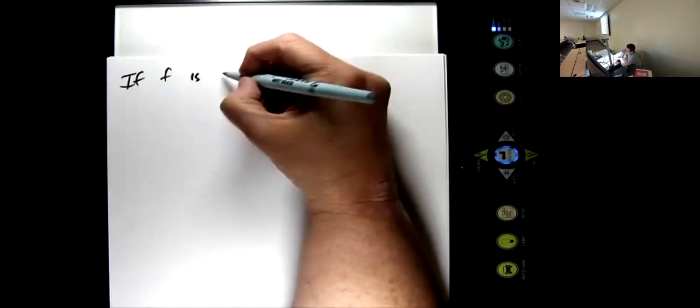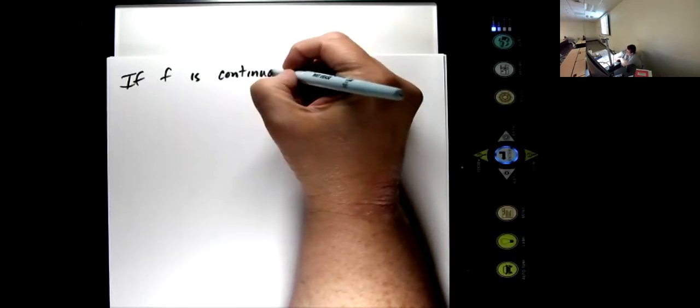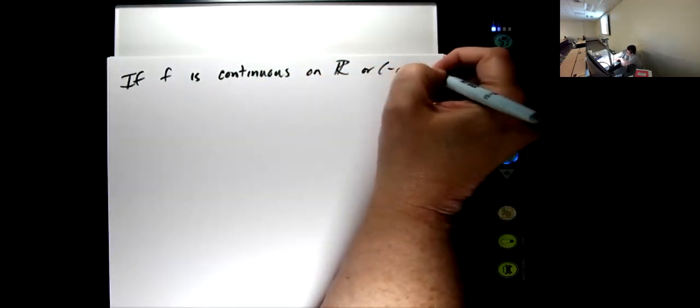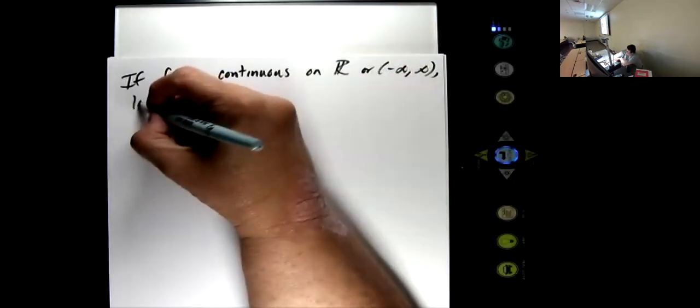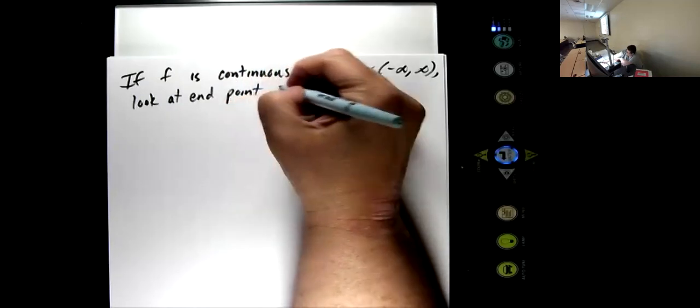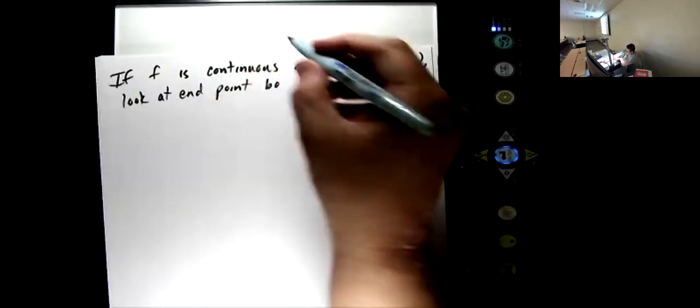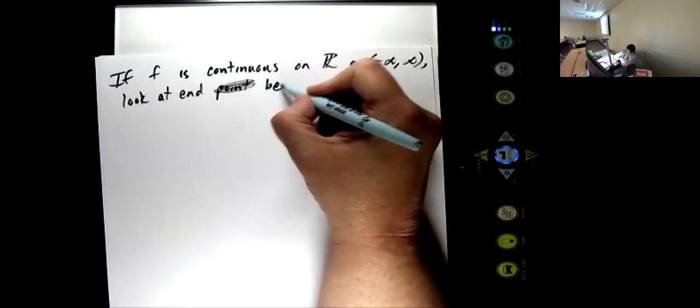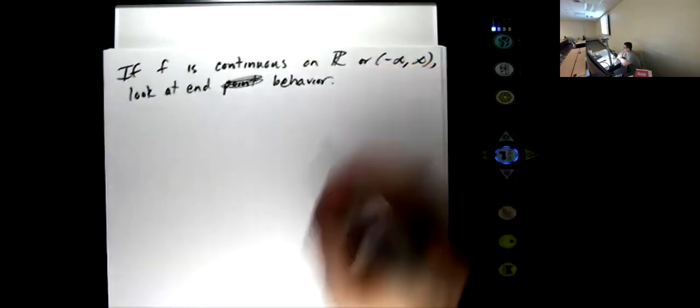All right, so we can expand this a little bit. This is not in the extreme value theorem, but if f is continuous on R, or -infinity to infinity, look at end behavior. Not endpoint behavior. There is no endpoint because it's continuous.